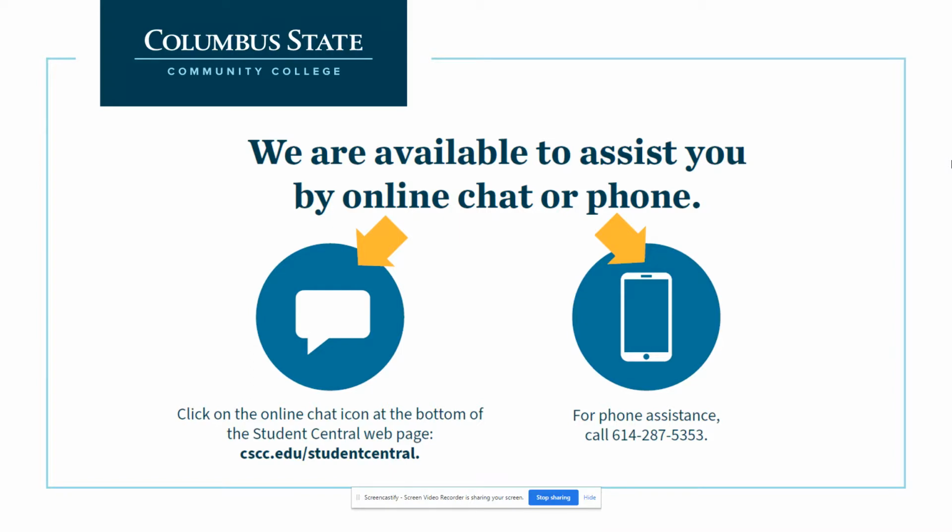Hopefully this video has helped you learn how to monitor your Satisfactory Academic Progress, or SAP, and how to submit a SAP appeal if necessary. Contact us in Student Central if you have any questions about this video or your own SAP status.